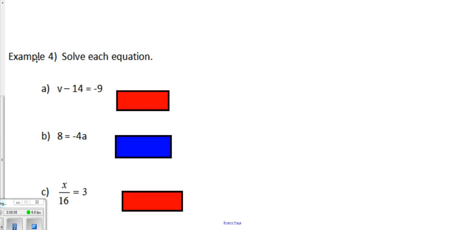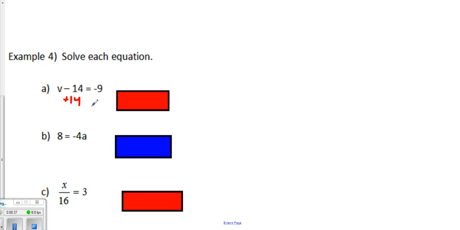All right, example 4, we are now looking into solving each equation. These are just simple one-step equations to get our variable alone. In this equation, we have v minus 14 equals negative 9. We need to get v all alone. So we think, what's happening to v on this side of the equation? Well, it's subtracting 14. How do you undo subtracting 14? You would add 14 to get rid of it.